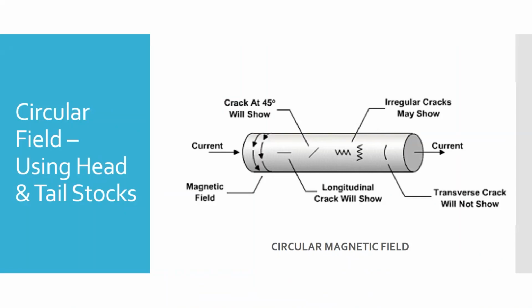It'll vary. And then irregular cracks, that can really depend on where they are, what the angles are, that kind of thing. So by running current in two different directions through the part, longitudinally with a circular field, and running a circular current through the coil, so we get a longitudinal field in the part, we're able to make sure we don't miss any of those cracks that may be running in different directions.